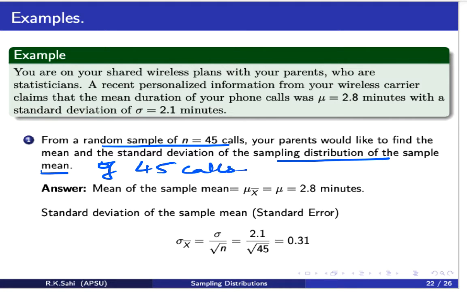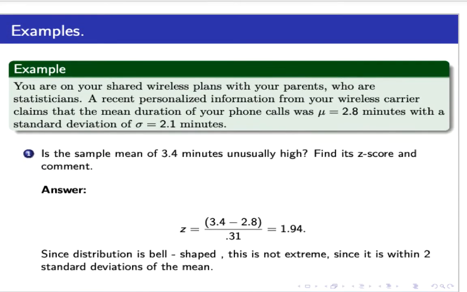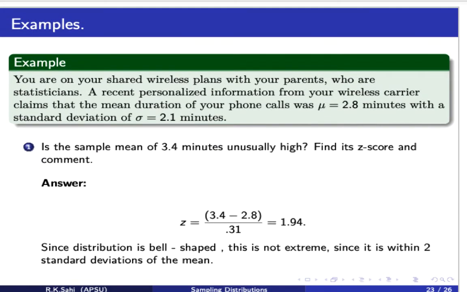Okay. Now we'd like to look at if the sample mean was 3.4 minutes, then we would like to know, is it really high or not? So that's the next question on the same problem. It says, is the sample mean of 3.4 minutes unusually high? What it basically is saying is find its z-score and comment on it.